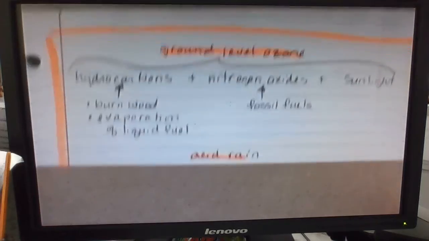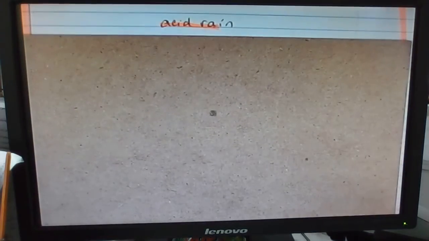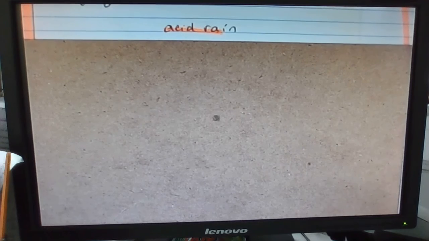All right, another example of a secondary pollutant is acid rain. Let's see. Put the phone away.